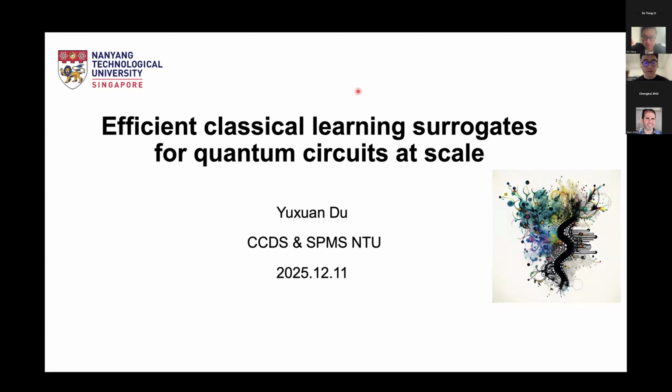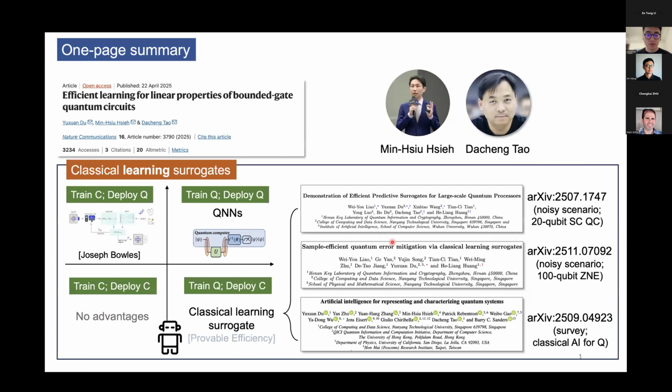Yeah. Okay, thanks for the kind introduction from Xin. And hi everyone, this is Yuxuan from CCDS and SPMS of Nanyang Technological University. Today I'm very happy to introduce some of our recent research. I like to call this presentation efficient classical learning surrogates for quantum circuits at scale. At the very beginning, I like to first provide a one-page summary, which helps you better understand what this presentation is talking about.